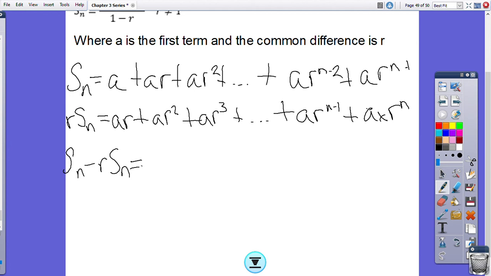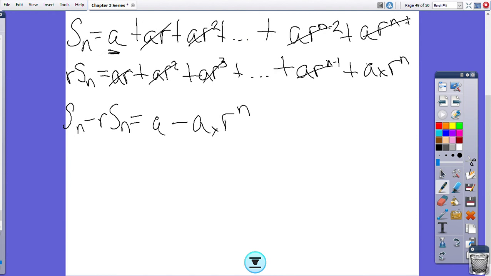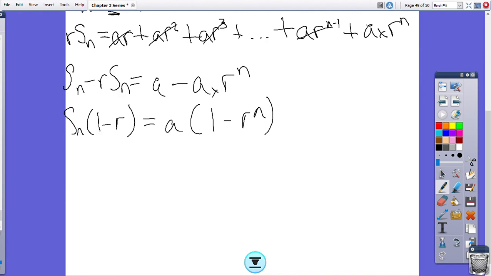And then if we do that, we're going to be left with a, because this is left over, and we take that away, and that away, and the terms in the middle are going to vanish. So we've got a minus ar^n. And then we take out a factor of Sn. So we've got Sn(1 minus r) equals a(1 minus r^n).